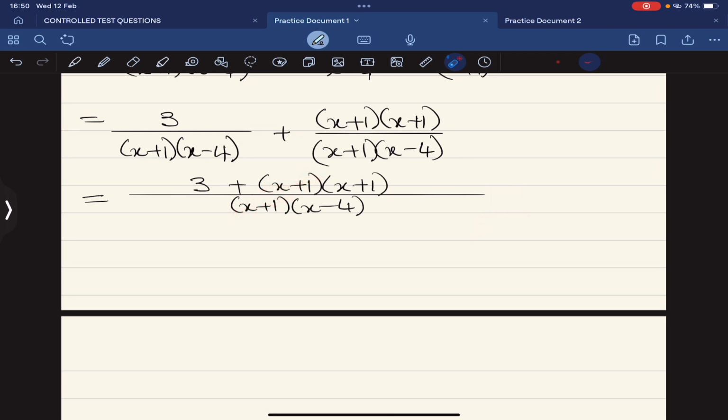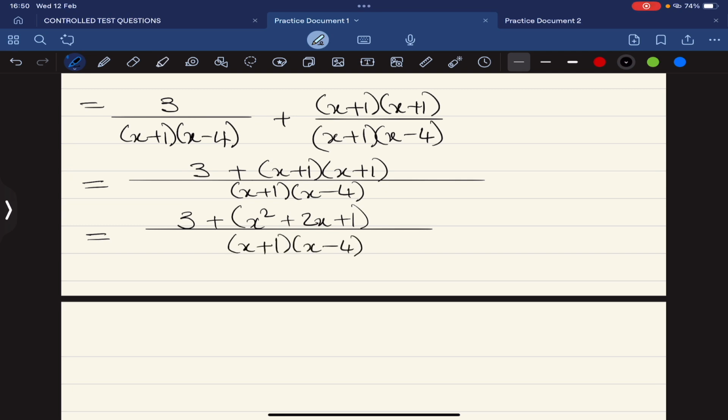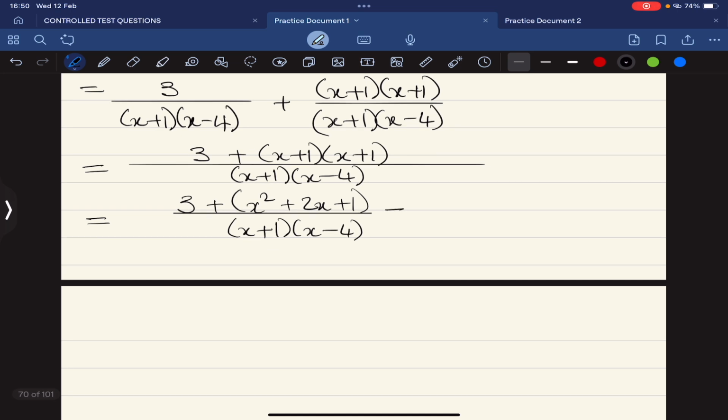We cannot do that. Please don't do that. You cannot cross cancel because of the plus sign. So what we are going to do is we're going to multiply those brackets out, and if I multiply it out, I should end up with the following. I'll just keep the bracket because we're still simplifying this bracket. That will be x squared plus 2x plus 1 over x plus 1 and x minus 4. And we will just go next door to finish this off.